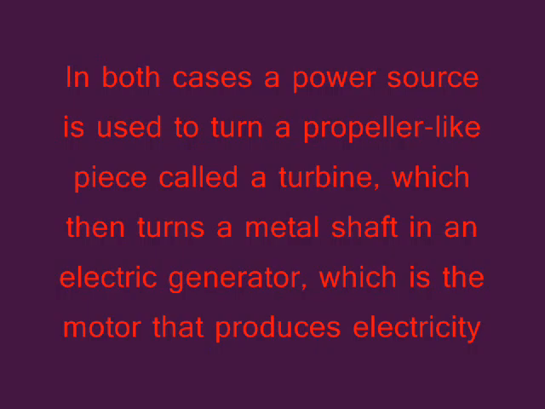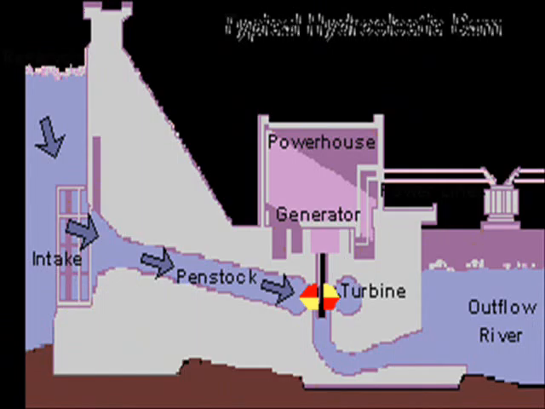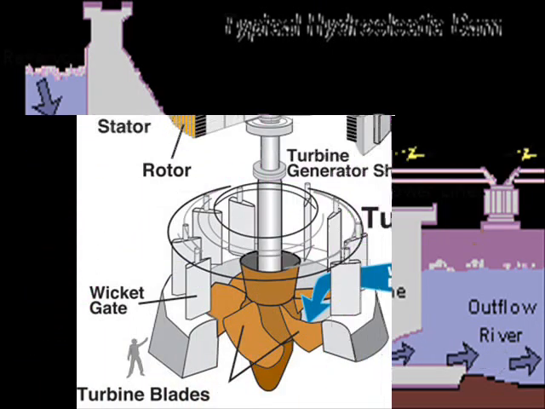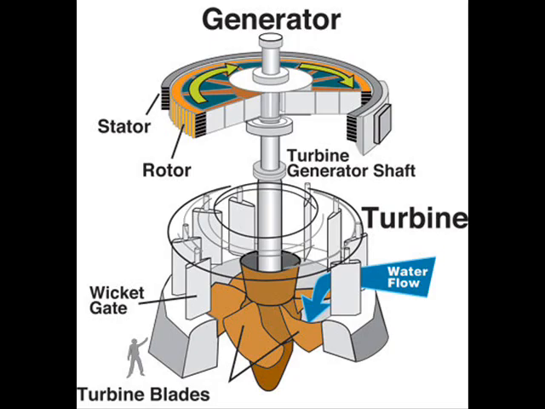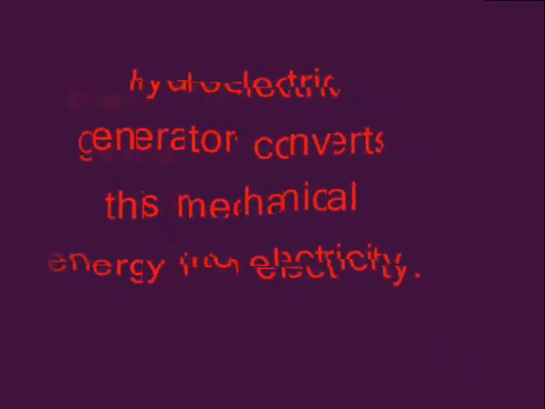How it works, hydroelectric power. So, just how do we get electricity from water? Actually, hydroelectric and coal-fired power plants produce electricity in a similar way. In both cases, a power source is used to turn a propeller-like piece called a turbine, which then turns a metal shaft in an electric generator, which is a motor that produces electricity. A coal-fired power plant uses steam to turn the turbine blades, whereas a hydroelectric plant uses falling water to turn the turbine. The results are the same.